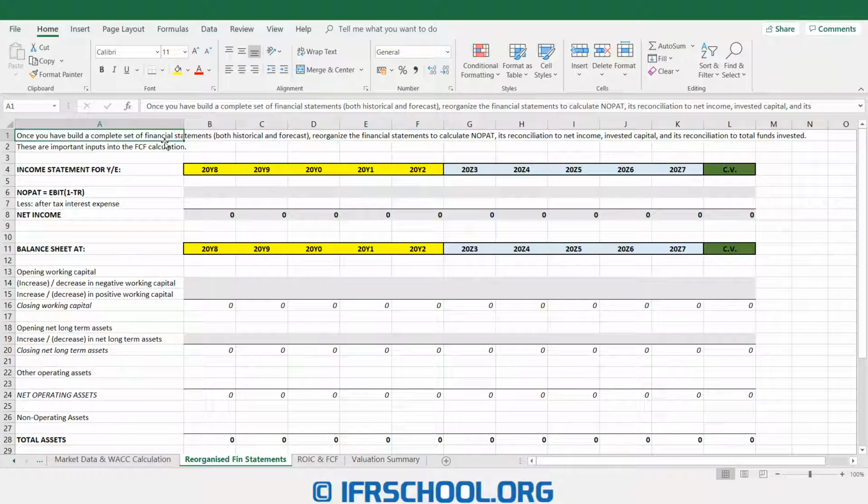We've now finished projecting the financial statements. We will use those integrated financial statements to extract the components we need to calculate free cash flow to the firm and free cash flow to equity. The idea with this worksheet is to extract the components and to have them readily available to calculate the free cash flow measures for each year over the forecast period.